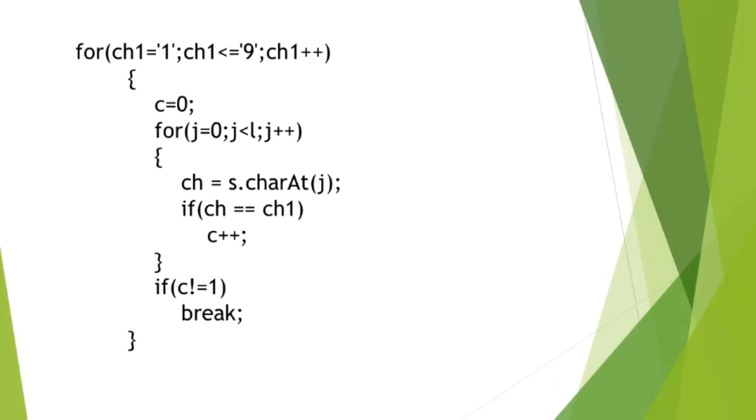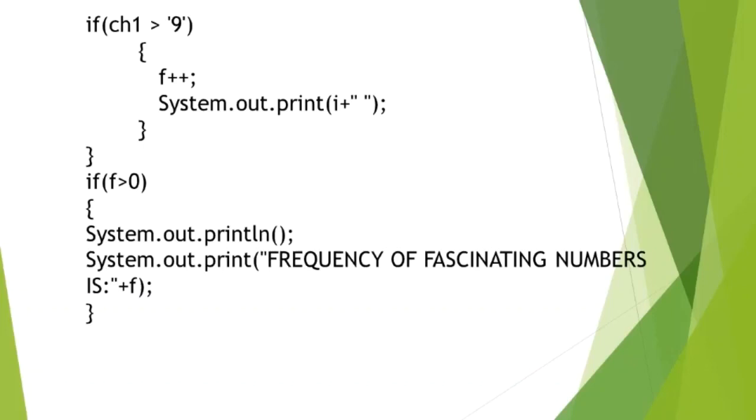If counter is not equal to 1, when we come out of this for loop, we are going to check if counter is not equal to 1, if it is greater than 1, then break. Or if it is less than 1, then also break. That means if 1 is not present in the string, or it is present more than one time, then break. You don't have to print it.